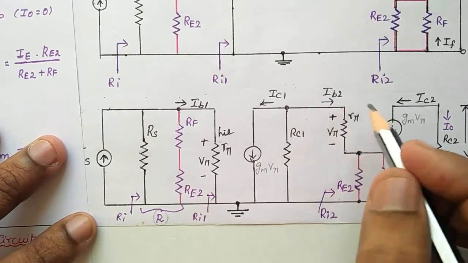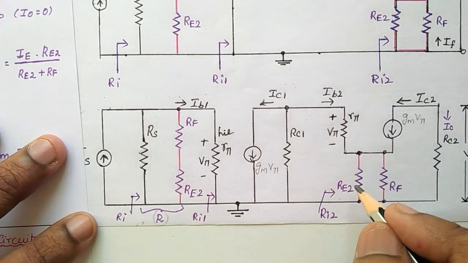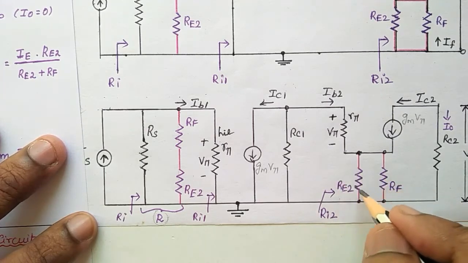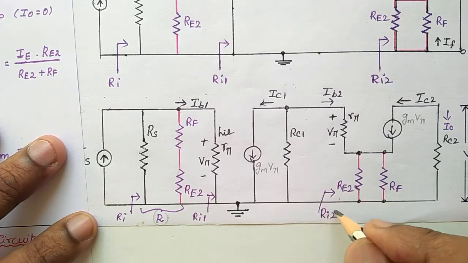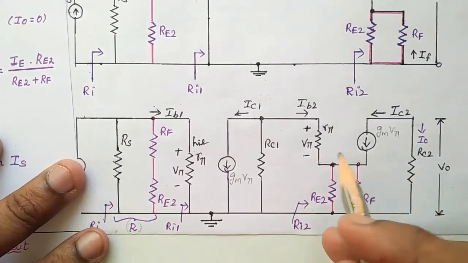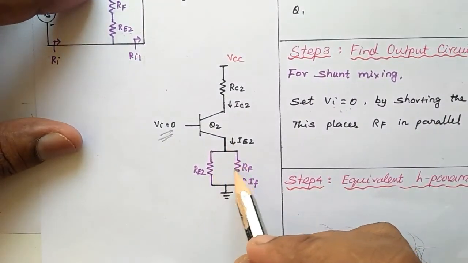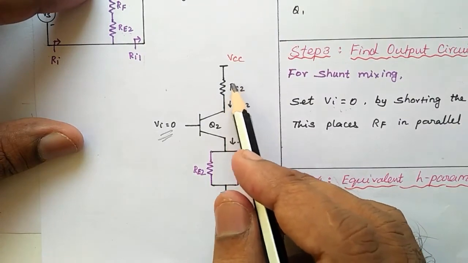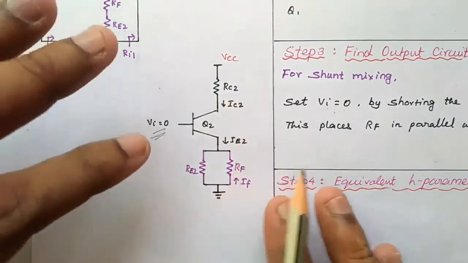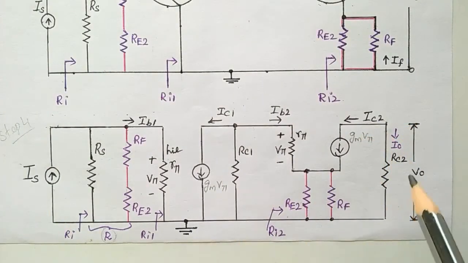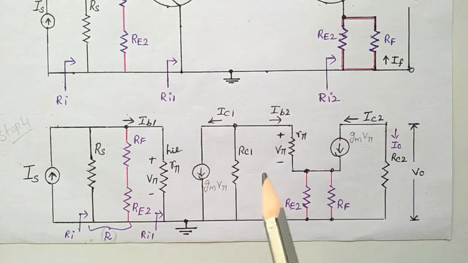In the base of the second transistor, we have an emitter resistance that is in parallel with the feedback resistance RF. Hence, we make a parallel combination of RE2 and RF. These both combined are called RI2. Resistance RI2 is on the output side. On the output side we have the RE2 and RF as a parallel combination. In the collector side, we have RC2. The RC2 is going to act as a load resistance for this type of amplifier. Okay, hence it is drawn here. So this is the entire equivalent circuit for the two-stage common emitter feedback amplifier.